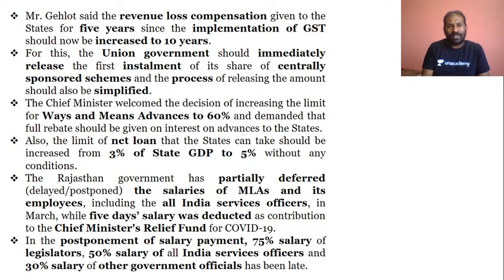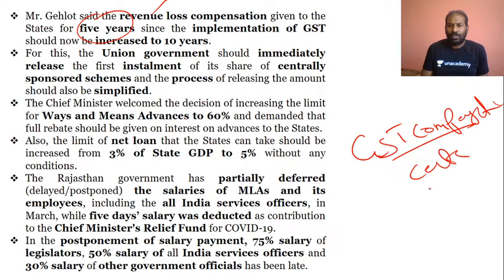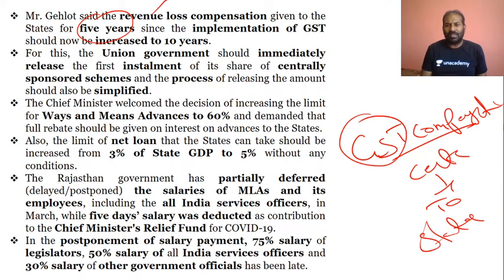And then Gehlot says that there is a revenue loss compensation given for states, which they said is for 5 years, as per the GST compensation by the center to states. Once GST is implemented, the center will have more power as we go ahead. So they say the compensation should not be 5 years, but the Rajasthan Chief Minister Ashok Gehlot says it should be increased to 10 years.